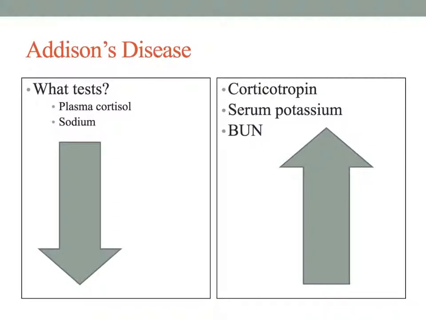This is just another slide to assist you as a visual in determining what their lab values would look like. Remember, they have the high potassium, low sodium. Plasma cortisol levels, of course, would be low because that's what Addison's disease is. They have a low cortisol level. Corticotropin levels may be high, and that's because the pituitary gland is sensing within the body that the cortisol levels are low, so it's producing the corticotropin hormone in order to try to get the kidneys to release cortisol. So that's why we might see a high corticotropin, low cortisol.